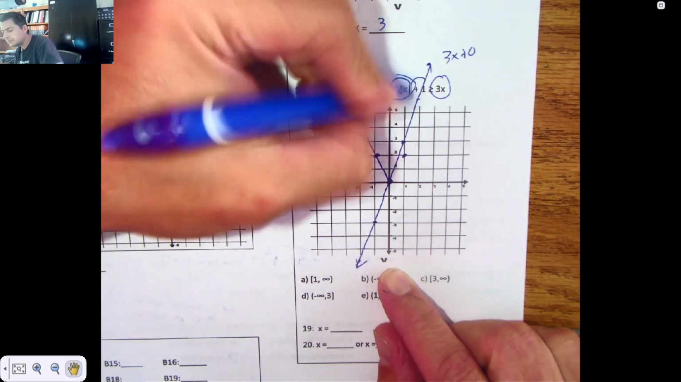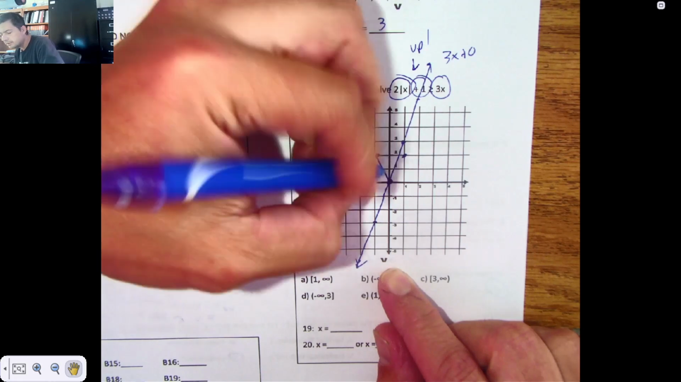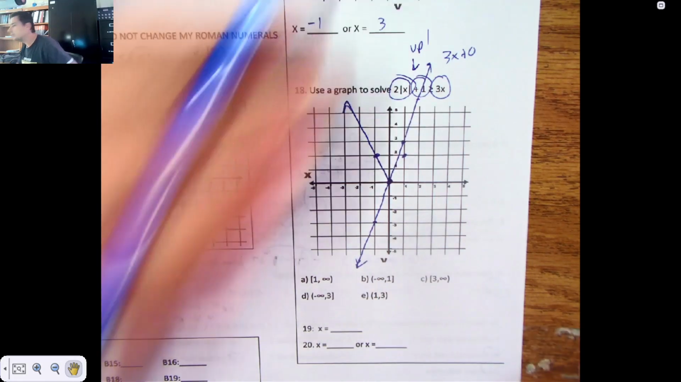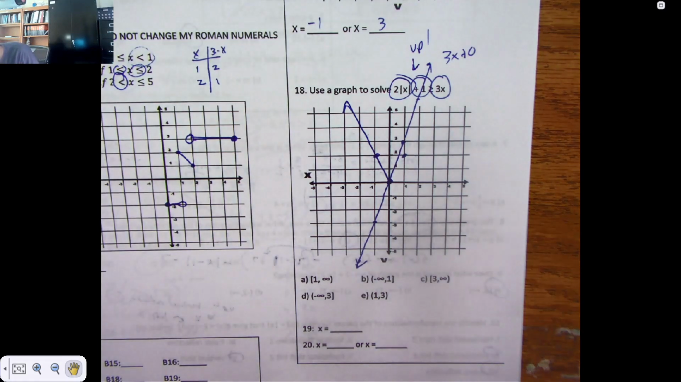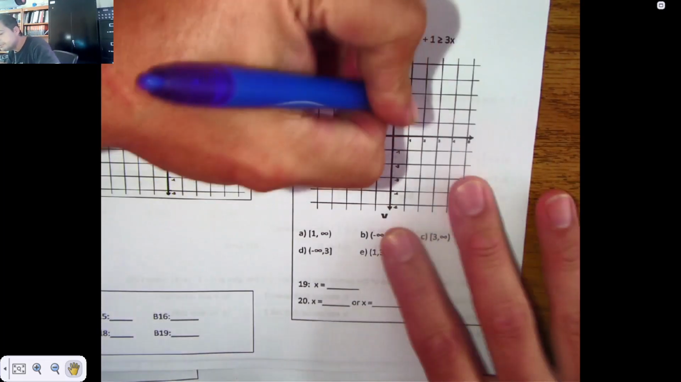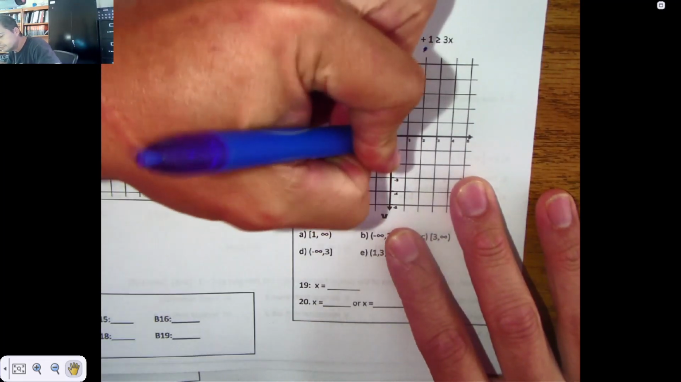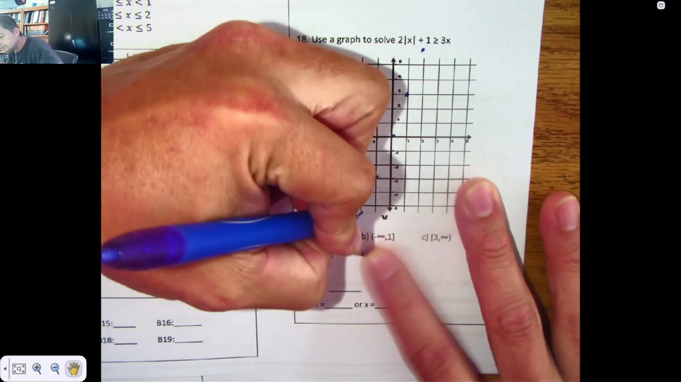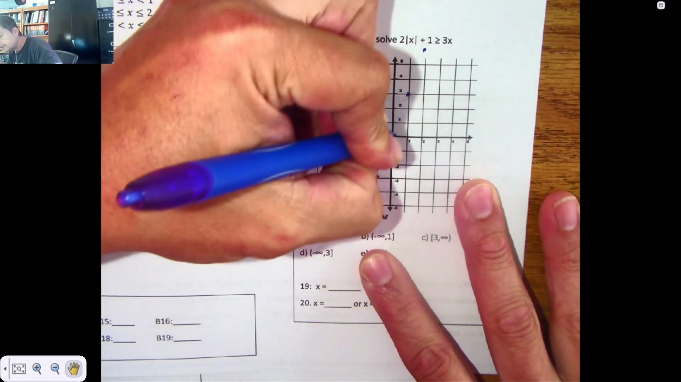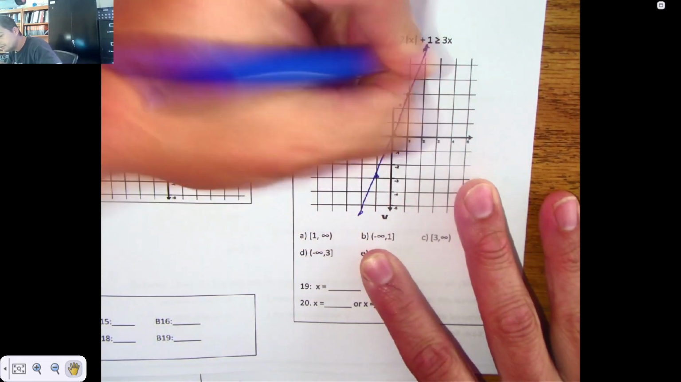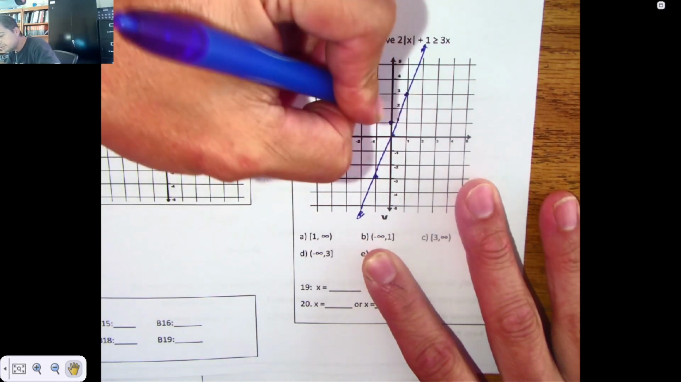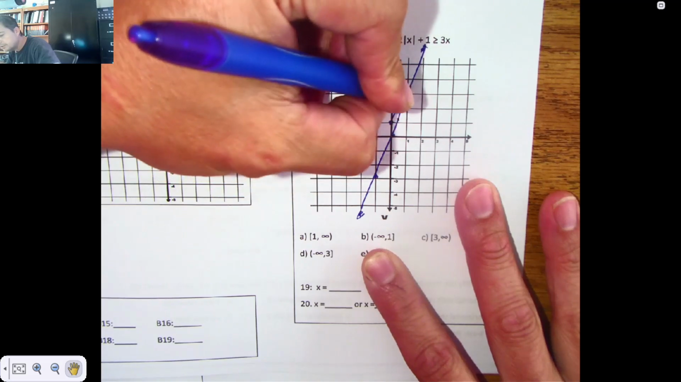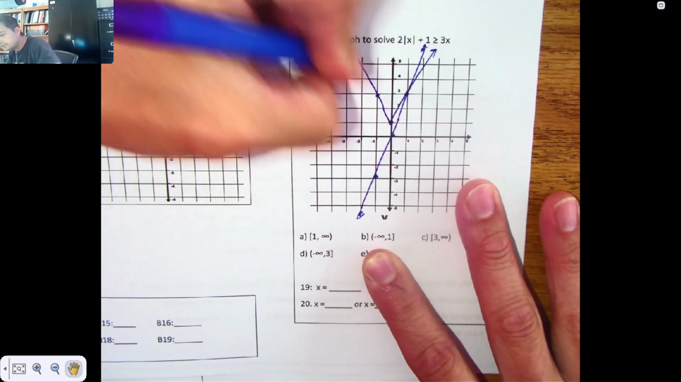Oh, I forgot the plus 1, didn't I? Up 1. Dang it. Fudge. Do that one again. Here I am talking smack, probably because I want to get out of this room. Plus 1. Starts up high. Rises 2, runs 1. That's what that graph looks like.